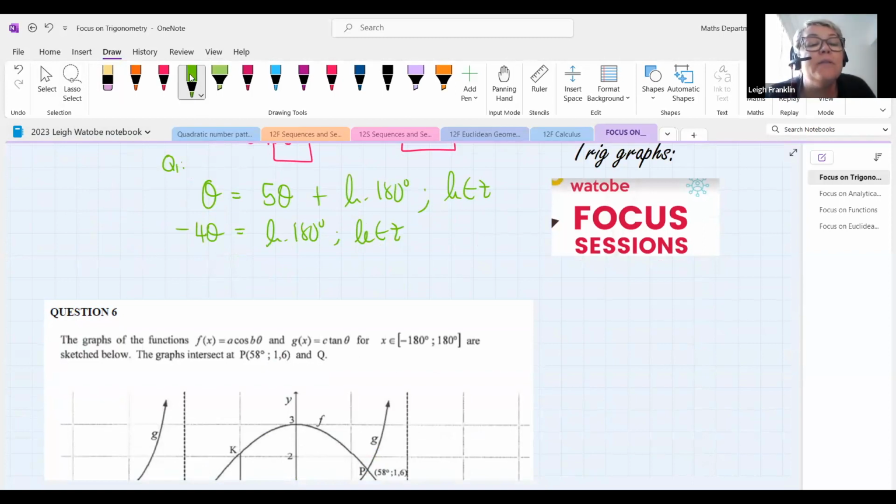Then you'd end up with theta equals, it doesn't matter whether this is plus or minus, and then 180 over 4, that would be 45, wouldn't it? So it would be k times 45, and that's all you'd have. Okay, oh okay, ma'am, thank you. All right, no problem.